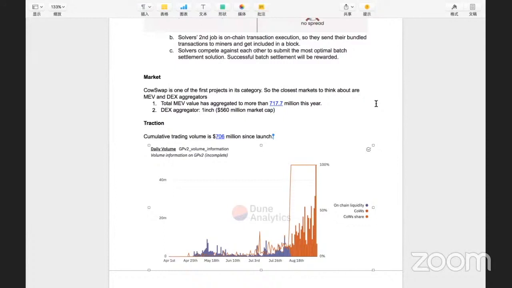And CowSwap is definitely one of few protocols that transfer the value back to the user. So for whoever is trading on Uniswap or Sushi or 1inch now, if we're getting sandwiched, the seekers are taking some value from us. CowSwap is actually directing part of the value back to you and me. So that is a very healthy and good meme by itself.